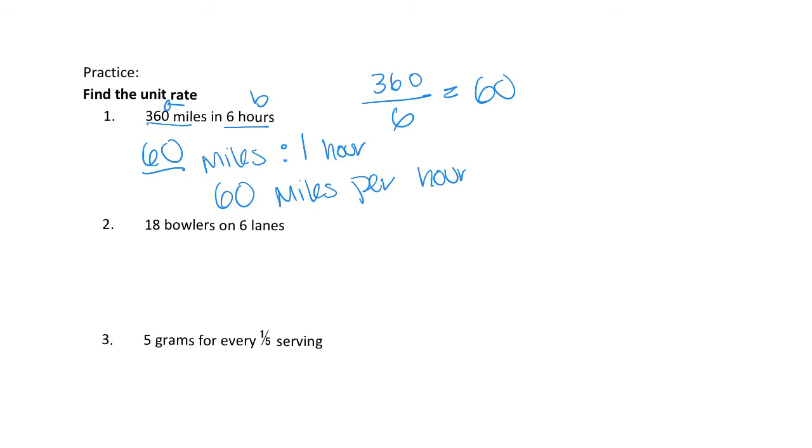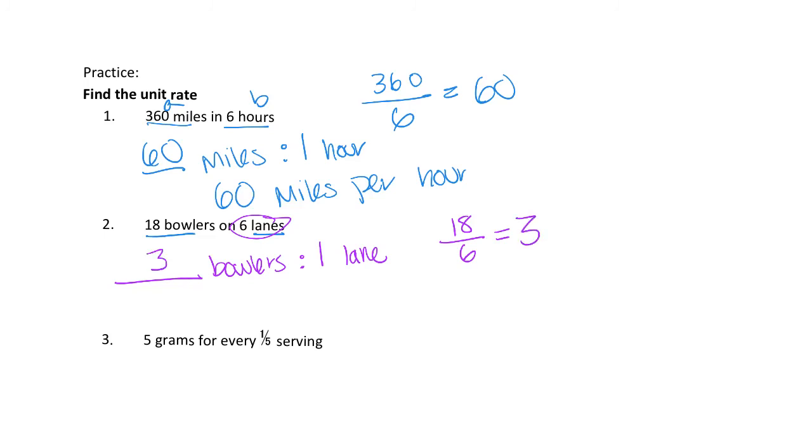Okay, 18 bowlers on 6 lanes. We want to know how many bowlers can you put on one lane. So I'm going to take my A unit, 18 bowlers, divided by my B unit, 6 lanes. It's 3 bowlers per lane.